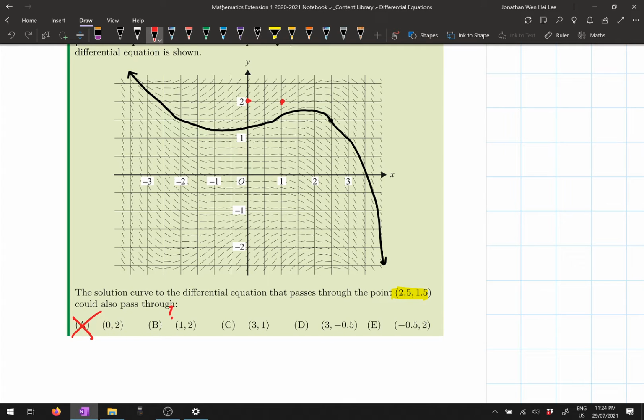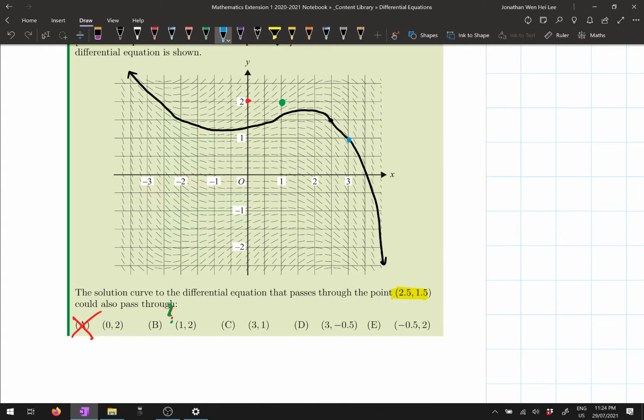I'm just going to put that there as a question mark. Okay, next one is 3, 1. Actually, I should have done this in different colors. So this one's a question mark. 3, 1 is over here. Now, 3, 1 actually goes through the exact solution that I drew.